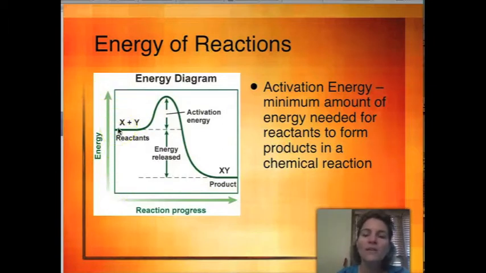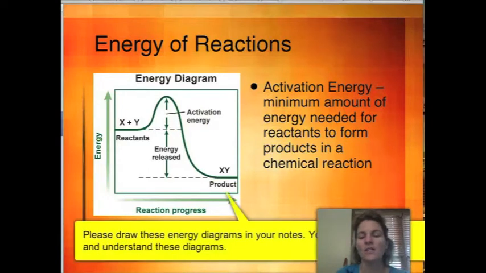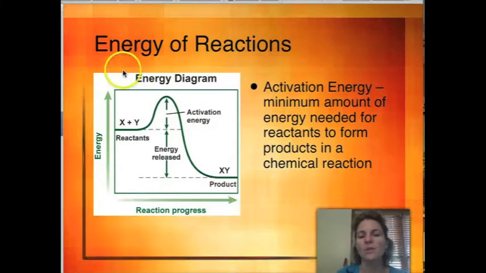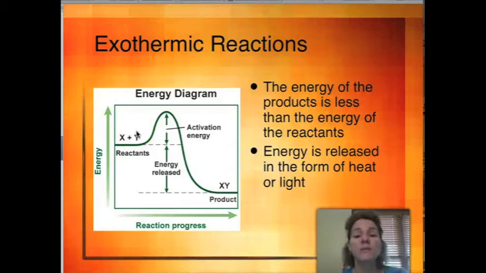Almost every chemical reaction, especially the ones that occur in your body, requires some kind of activation energy. We need a little bit of energy put into the system to get the system going. It's the minimum amount of energy needed for the reactants to form products in a chemical reaction. So when we're looking at this energy diagram, this is the amount of energy that needs to be put into the system in order to get the reaction to occur.